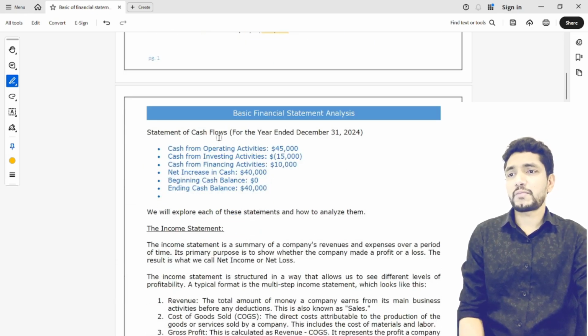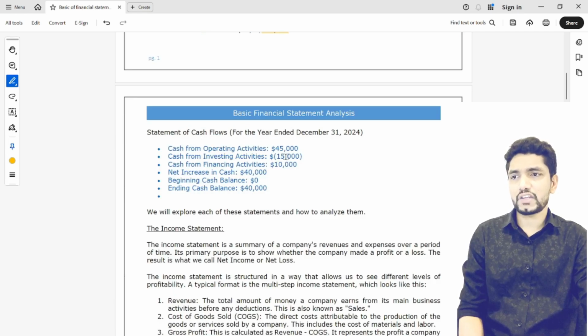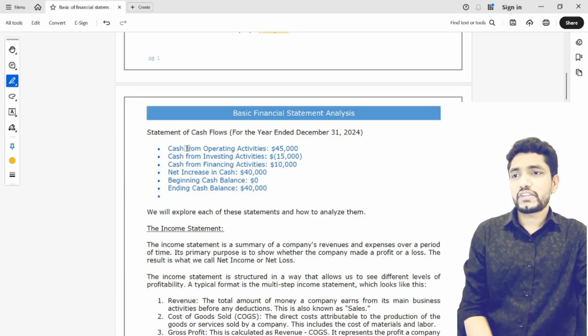So when it comes to the statement of cash flow, you can see a simple statement of cash flow here. It shows how much cash is generated from operating activities, which is a positive cash inflow. How much cash is generated from investing activity? You can see a negative number here.